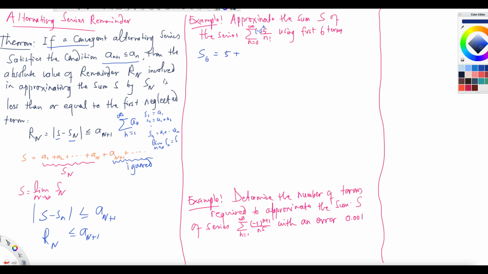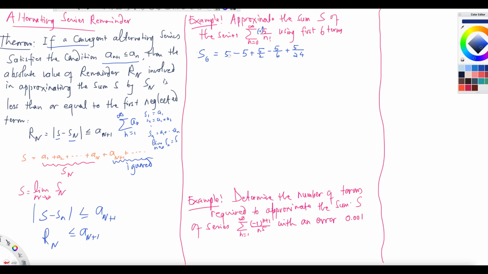So if you plug in 0, you will get 5 over 0 factorial, right? Because negative 1 to the 0 is just 1. Then the next term will be what? The next term is negative 1 to the n. Let's plug in n equals 1. What do you get? You get 5 minus 5, right? And what is the next term? That's the second term. The third term will be plus 5 over 2 factorial, which is 2, minus 5 over 3 factorial, which is 6, and then plus 5 over 4 factorial, which is 24.